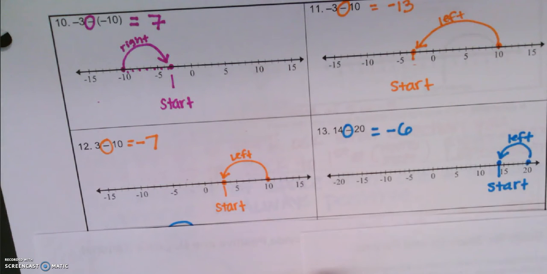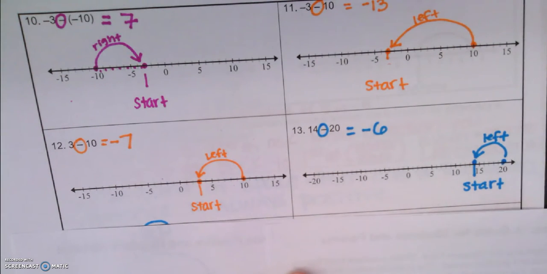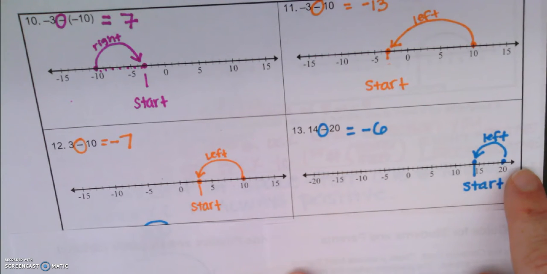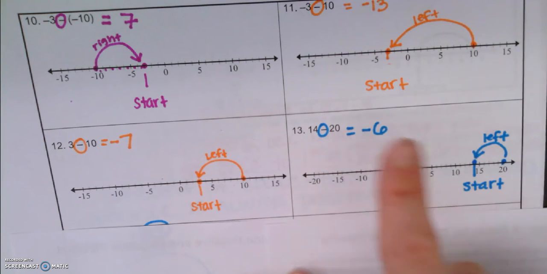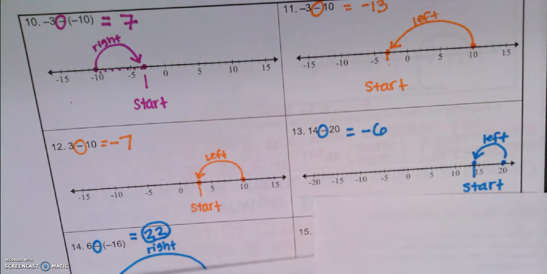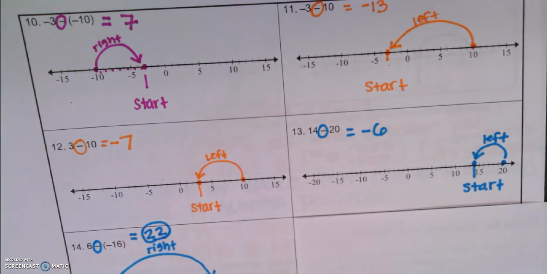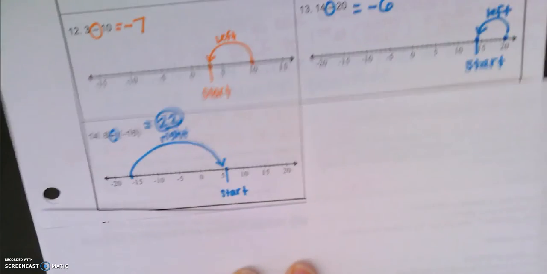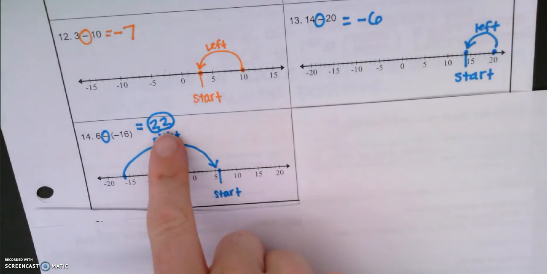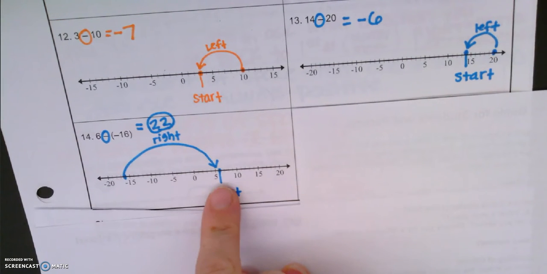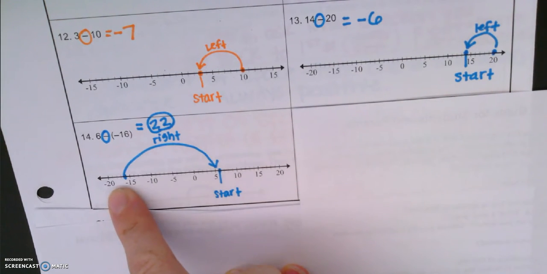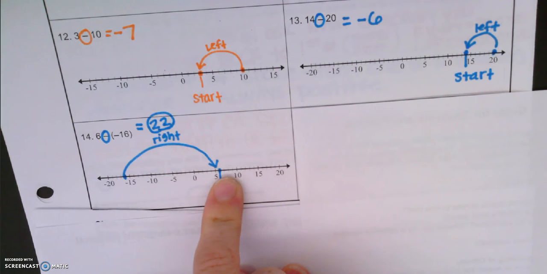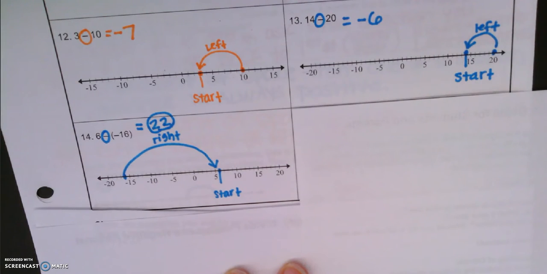Number 13, the difference is -6. We had to start at 14, and then we had to go all the way to +20, and then to go back to where we started, we had to go left. That's how we got -6. Number 14 is 22. We started at 6, went all the way to -16, and had to go right 22 times to get back to where we started. Since we went right, it's +22.